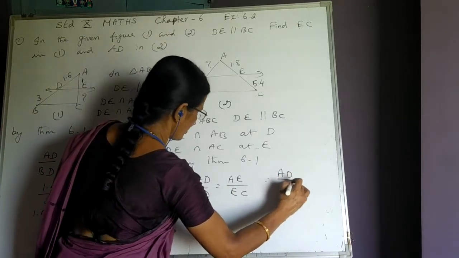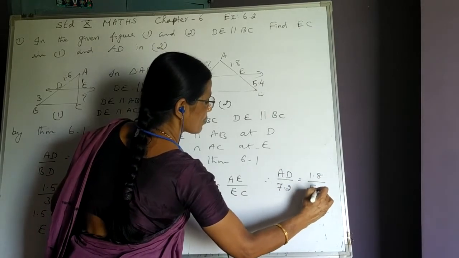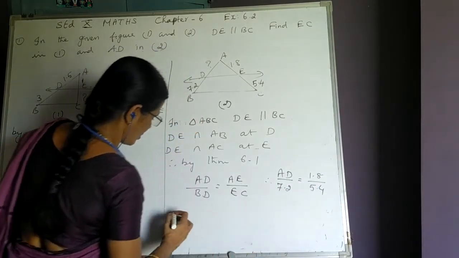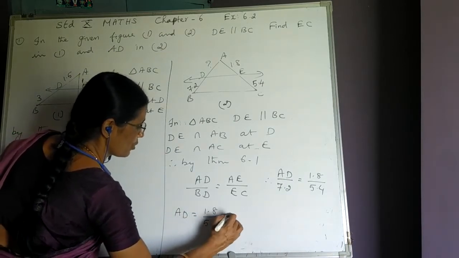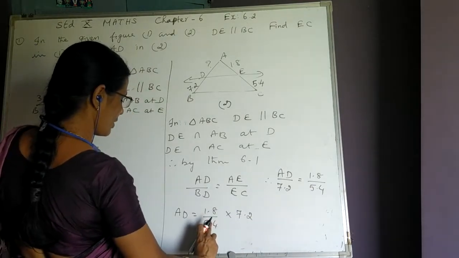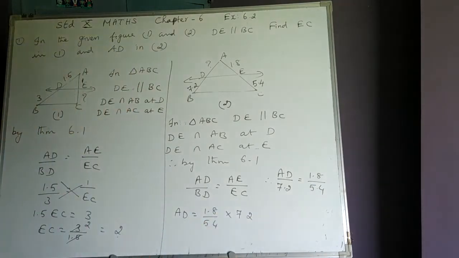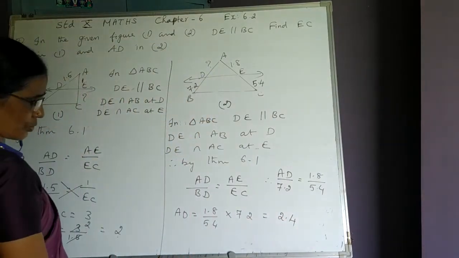Therefore, we substitute the terms. AD is asked in the question. BD is 7.2. Here it is 1.8 upon 5.4. So AD is 1.8 upon 5.4 into 7.2. I remove the decimal point here in 5.4 and 7.2, so we can do the cancellation, and the value of AD is, simplifying, 2.4.